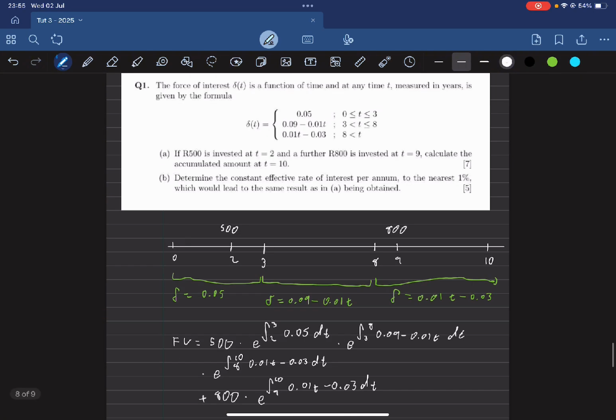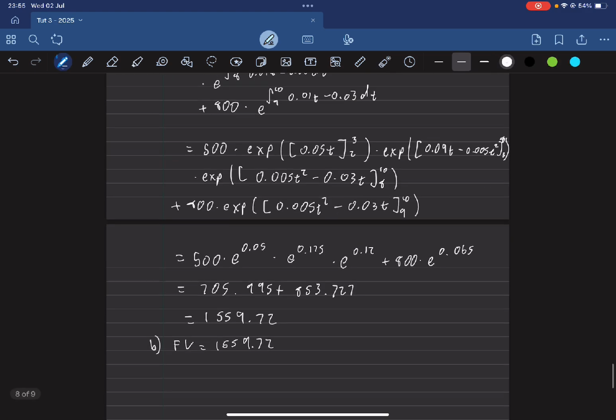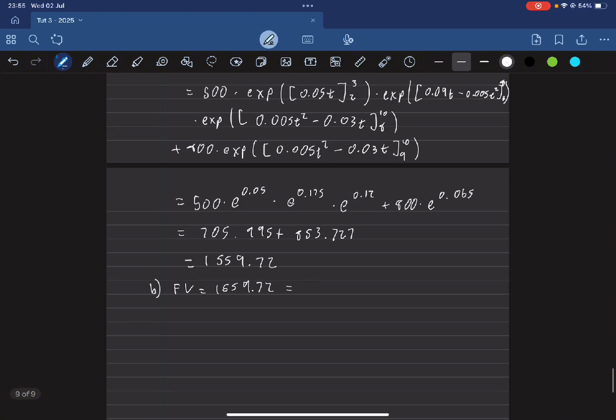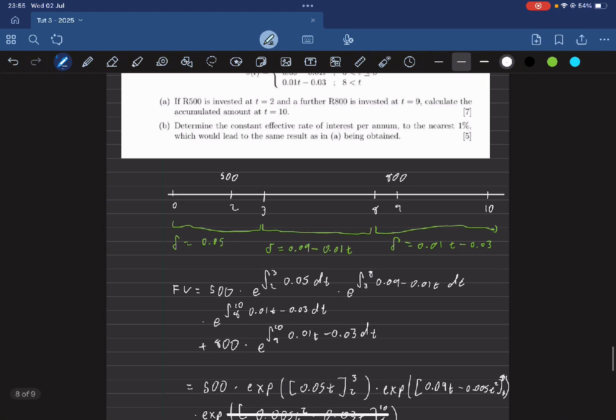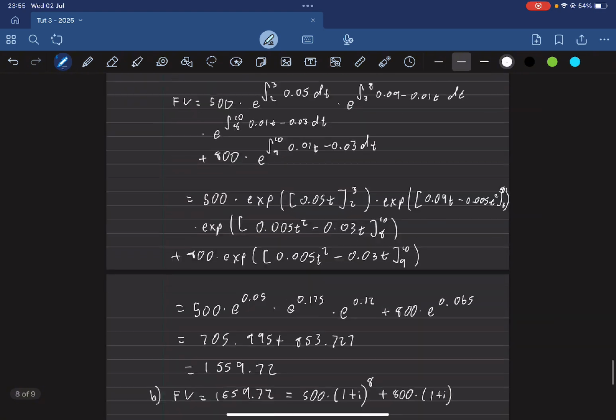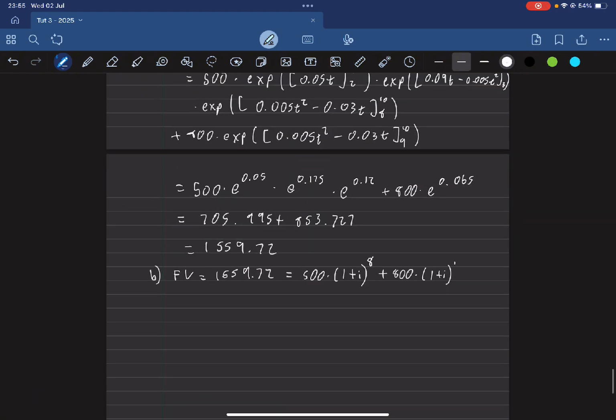1559.72, would be equal to, so using the interest rate, we'd move this 500 forward to time 10. So that's 8 years. So it would be equal to 500 multiplied by 1 plus i. So it's from time 2 to time 10. So we're going to move it forward 8 years. Plus 800 multiplied by 1 plus i. We're moving it forward 1 year. Cool. So it's about 1.